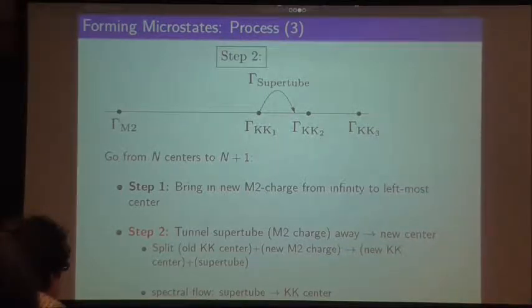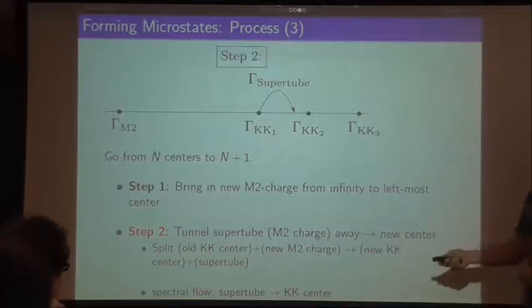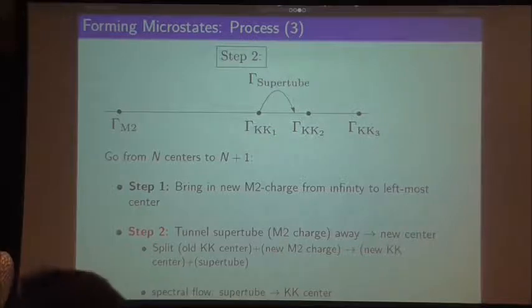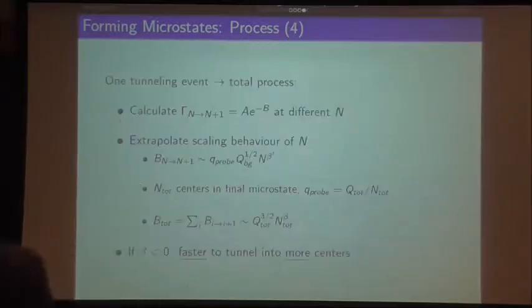Okay, so this is where all of the magic happens in this step 2, because this is the tunneling, right? We have the charges on this center, and then we have a tunneling amplitude for them to tunnel into this new center, creating our new n+1 center solution.